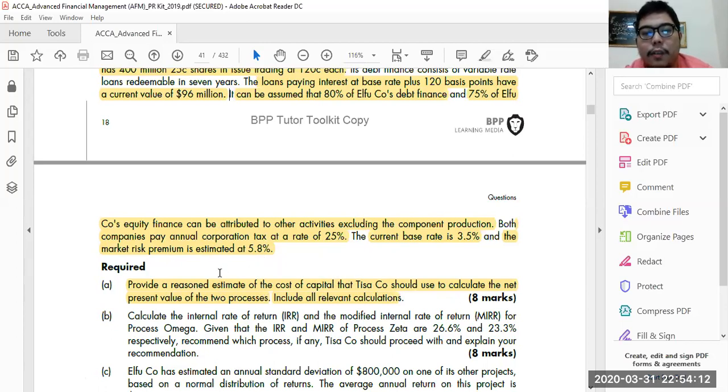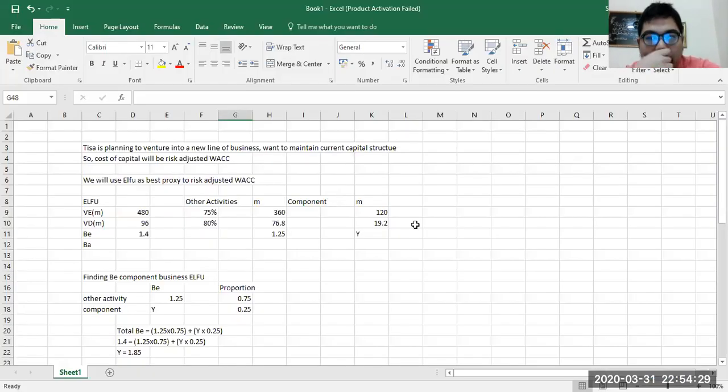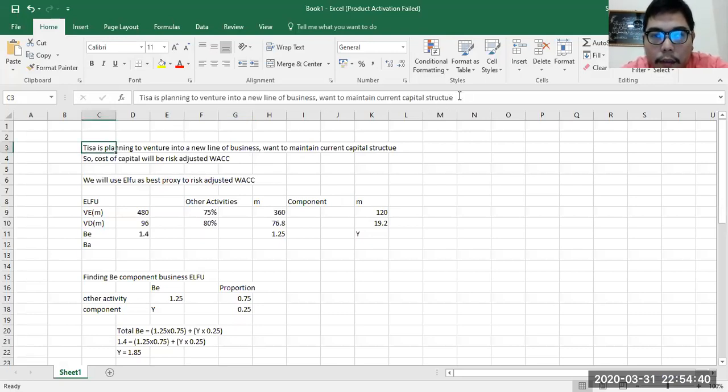So in this case, we want to know the cost of capital of TISACO when they want to calculate net present value later. So I will show you some calculation. TISACO is planning to venture into a new line of business, and also they want to maintain the current capital structure. Take note of that. So cost of capital, you will use the risk adjusted WACC.